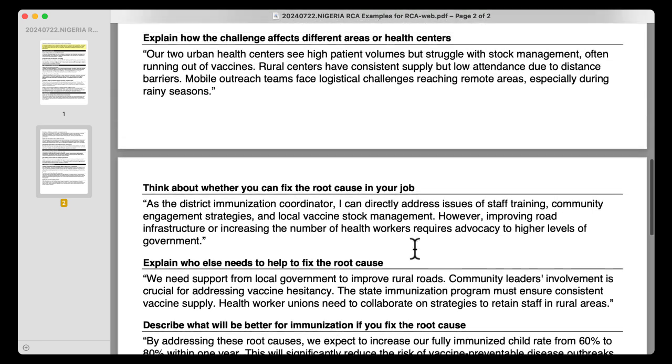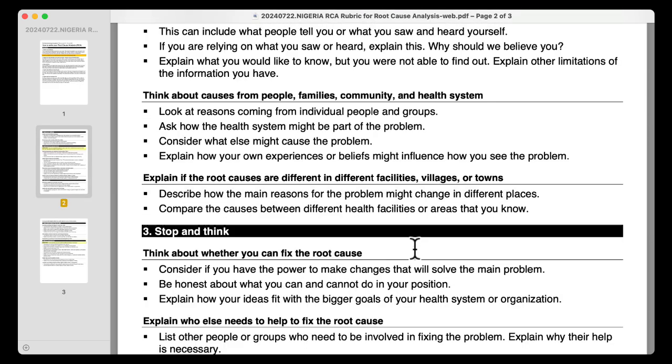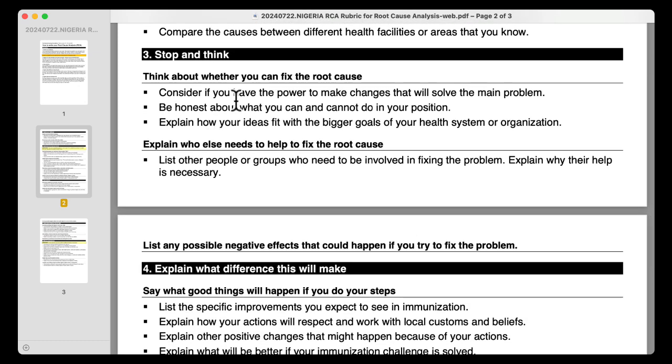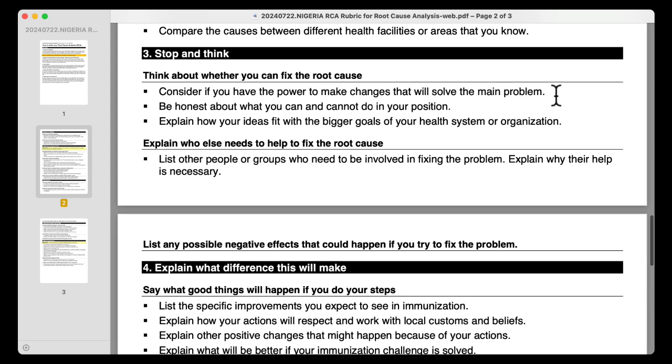Explain. These are just the examples. So I mean, there are several. There are like 5 documents, so you want to make sure you're looking at the right one. So think about whether you can fix the root cause. Consider if you have the power to make changes that will solve the main problem. Be honest about what you can and cannot do in your position.